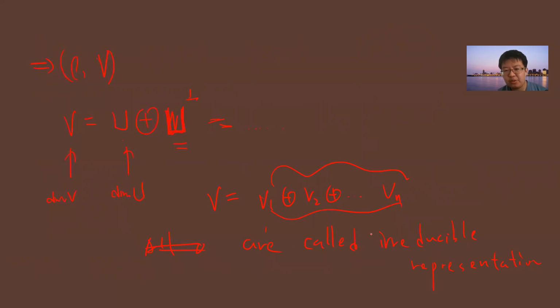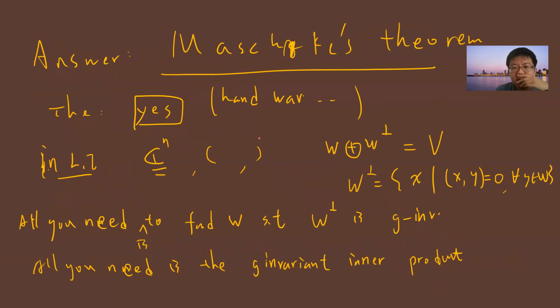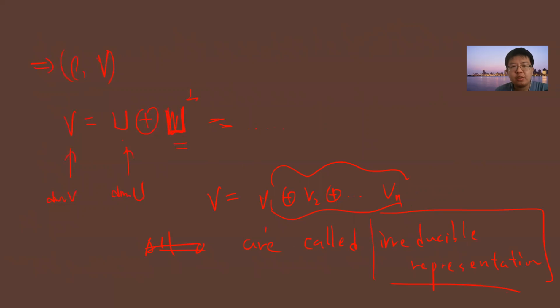So we spent 30 minutes just talking about where irreducible representations come from. The only detail that I didn't prove here is how to find a G invariant inner product. Next video. See you guys.